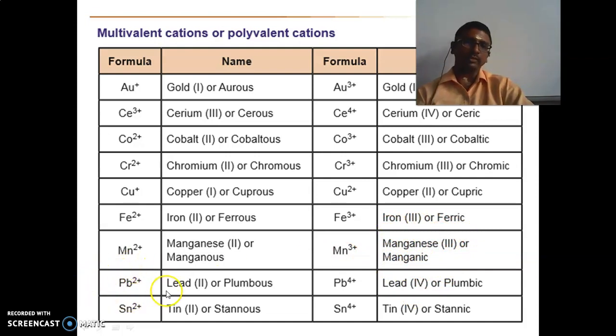And Pb2 plus. Pb2 plus means lead 2 or plumbous. Lead has 2 valencies, that is plus 2 and plus 4. So plus 2 means plumbous and plus 4 means plumbic. And Sn2 plus, Sn4 plus. Sn2 plus is the lower valency, it is stannous. Sn4 plus is the higher valency, it is stannic. Sn2 is tin 2, Sn4 is tin 4 or stannic.